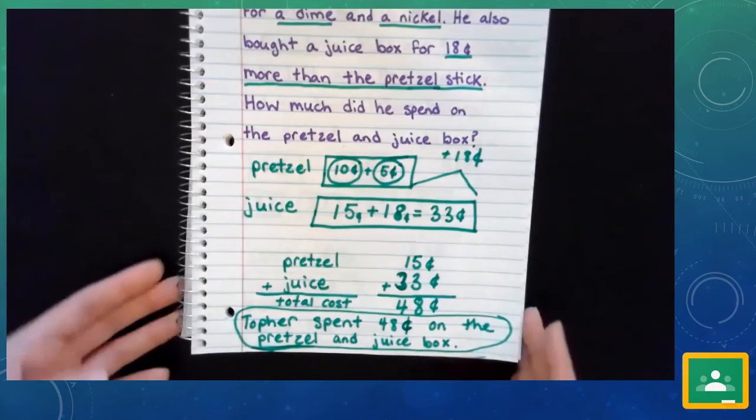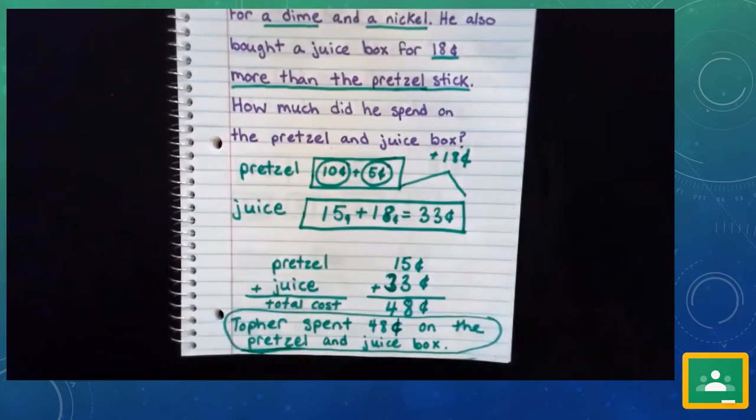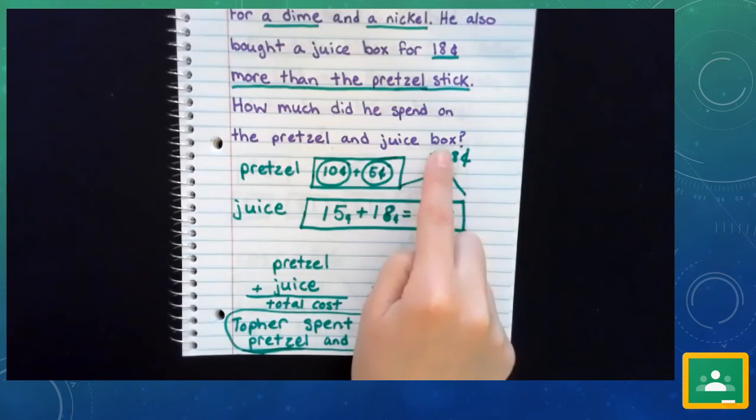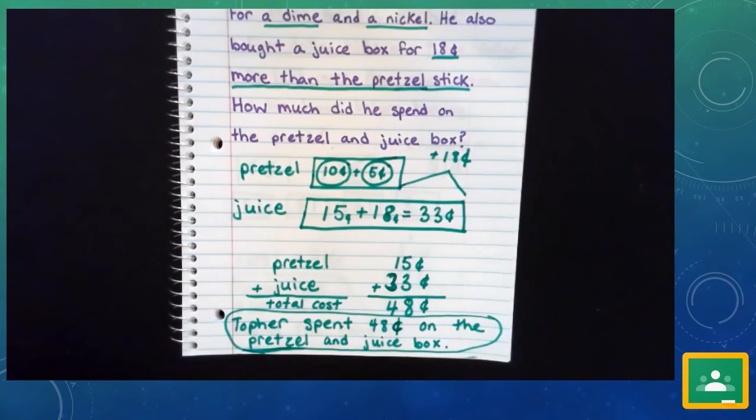So again, notice how we needed to have 2 steps before we could answer the question and find the solution.